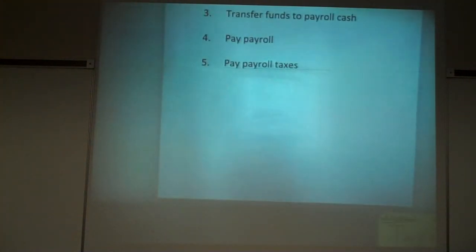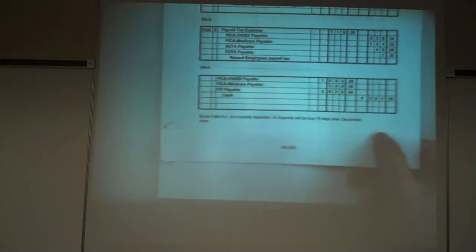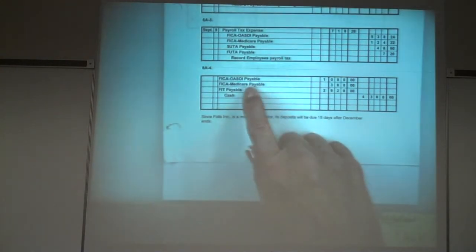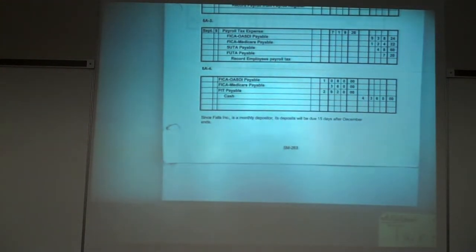The last one is to pay the payroll taxes. Here's where we have cash. We can pay the federal income tax, which ones did they combine for us that we paid? FICA. The FICA, the Medicare, the federal income tax. We can pay those three together. The FUTA and the SUTA, I would keep those separate. And on Billy's Market, you didn't have to pay the FUTA. I think you paid the SUTA.